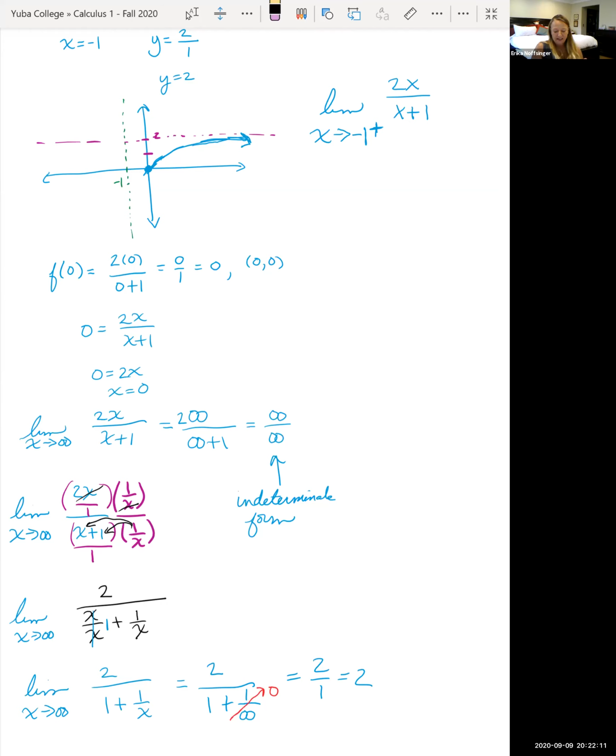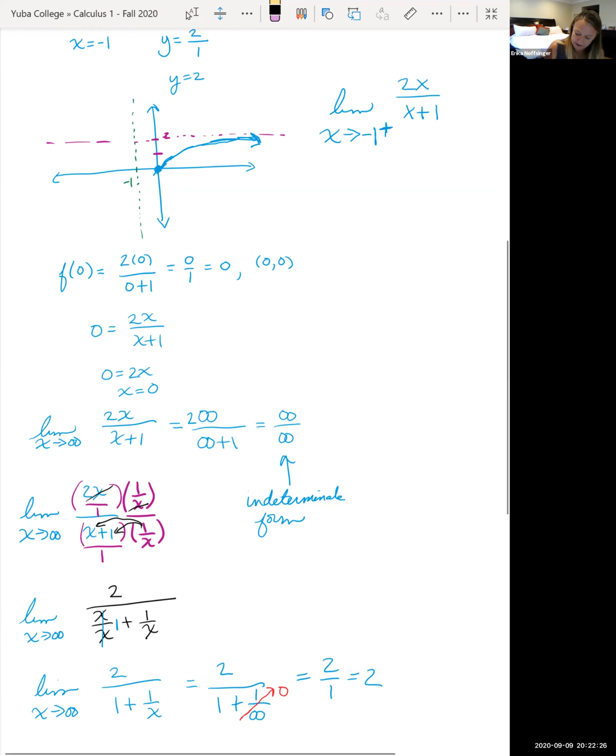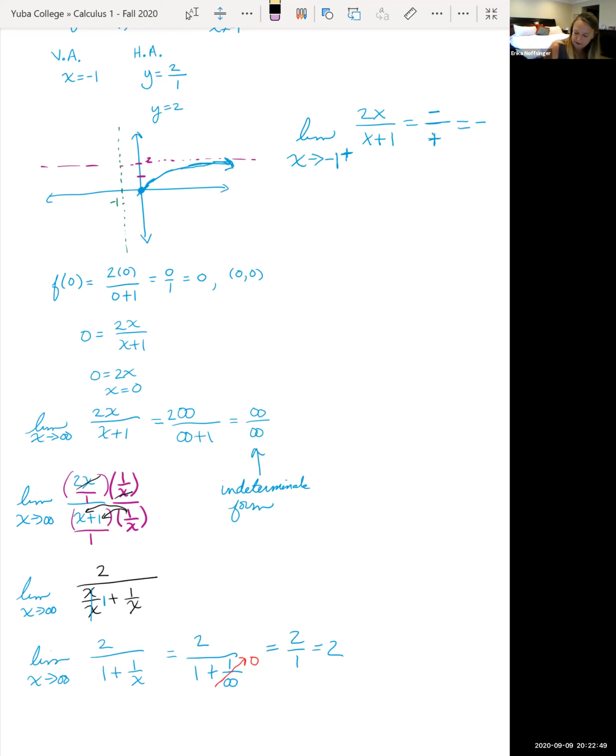But when I plug that in, we just want to think about whether that rational function in the end is going to become positive or negative. When I plug -0.9 into the numerator, 2 times -0.9 is a negative. If I plug -0.9 into the denominator, -0.9 plus 1 is positive. And so negative over a positive is negative. So this shoots down to negative infinity.